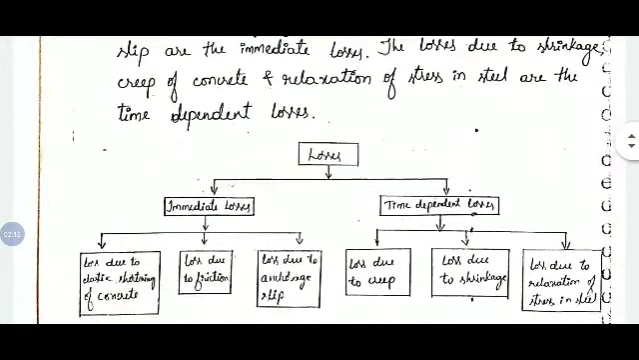So here we have three different losses in immediate losses and three different losses in time dependent losses. In immediate losses we have loss due to elastic shortening, loss due to friction and loss due to anchorage slip. And in time dependent losses, loss due to creep, shrinkage and relaxation of stress in steel.